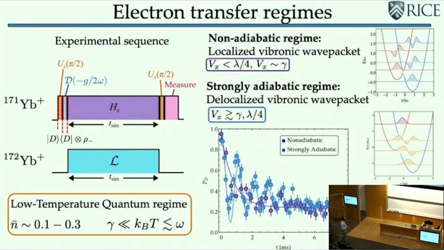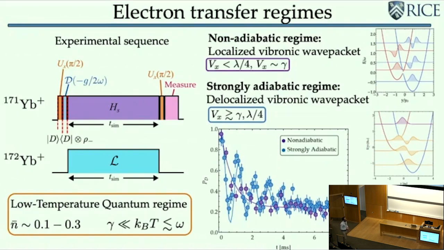And so for the two regimes that we can explore now, we have 5 parameters. The two extreme regimes: one is a non-adiabatic regime, where this electronic coupling is a very small perturbation, and so the eigenstates of the system are vibronic localized states on the two surfaces. Or we have a strongly adiabatic regime where Vx is very large compared to both gamma and lambda over 4, which is the barrier that the donor has to overcome to go to the acceptor.